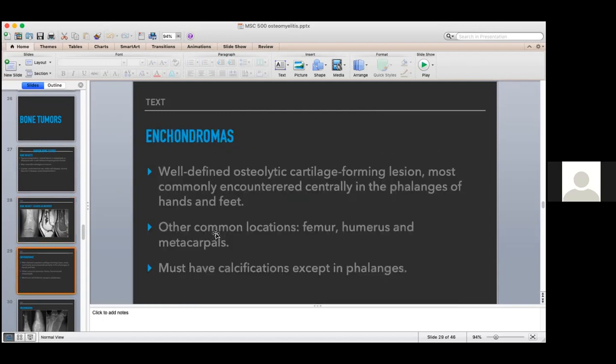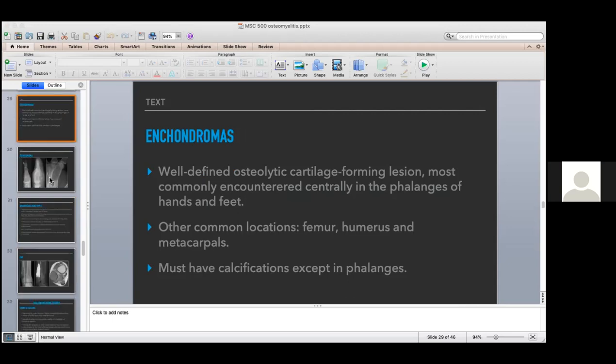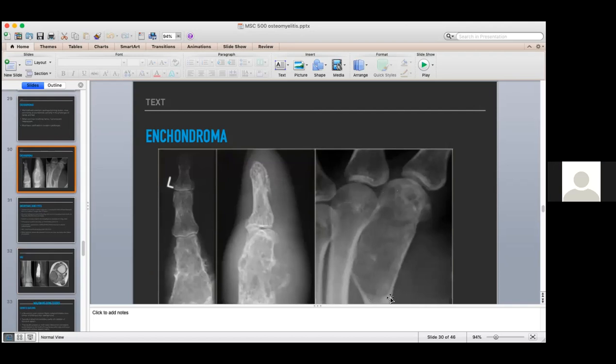And chondromas, these are well-defined osteolytic cartilage-forming lesions, most commonly seen in the hands. And the history is normally my finger has been growing larger and larger. So probably they're presenting just because they are concerned. They've had a finger that has been enlarging for the last several years, or they have gotten pain suddenly, which they've not been having. So the common locations are femur, humerus, and the metacarpals. They may have calcifications, but not in the phalanges. Okay, so how do they look? So this is a nice classical one, okay?